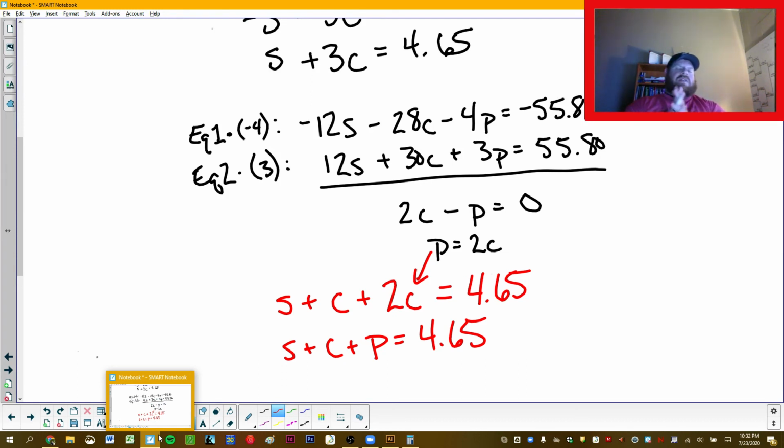The trick with this is we didn't really solve anything. I don't know how much a sandwich costs, I don't know how much a cup of coffee costs, and I don't know how much a piece of pie costs. I can relate the two. I can compare the two. I know that a sandwich is equal to $4.65 minus 3 cups of coffee, but that's just a relation. That's not a solved equation.